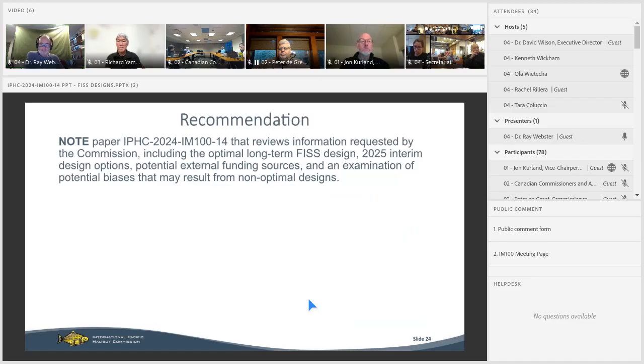Our recommendation is simply that Commission notes the accompanying paper featuring the optimal long-term FIS design, the base block design, 2025 interim design options, potential for external funding sources, and examination of bias potentials that may result from non-optimal designs. And with that, happy to take questions.